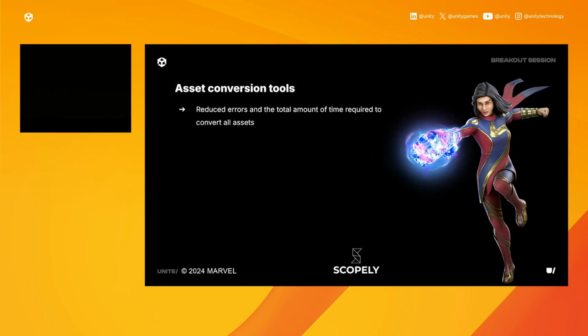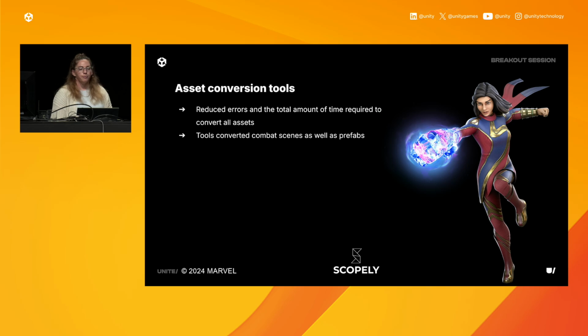Manually converting assets for the proof of concept was error-prone and time-consuming. We needed an efficient way to convert existing assets as well as new characters and features in development. So we created custom asset conversion tools to automate as much of this process as possible. The goal of the asset conversion tools was to get about 90% accuracy so that artists could achieve the desired look with minimal polish work.